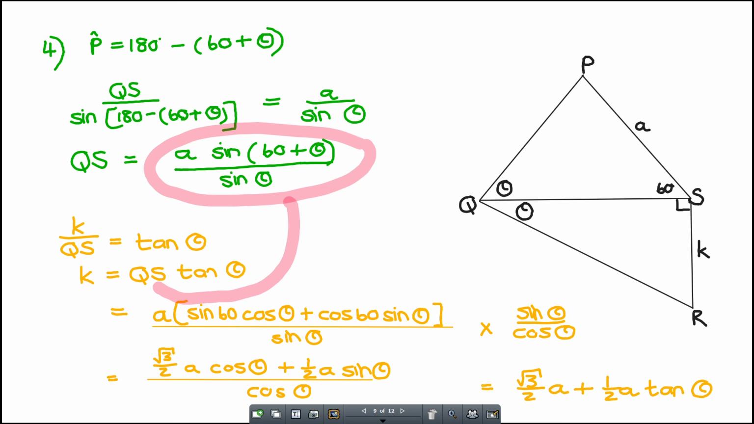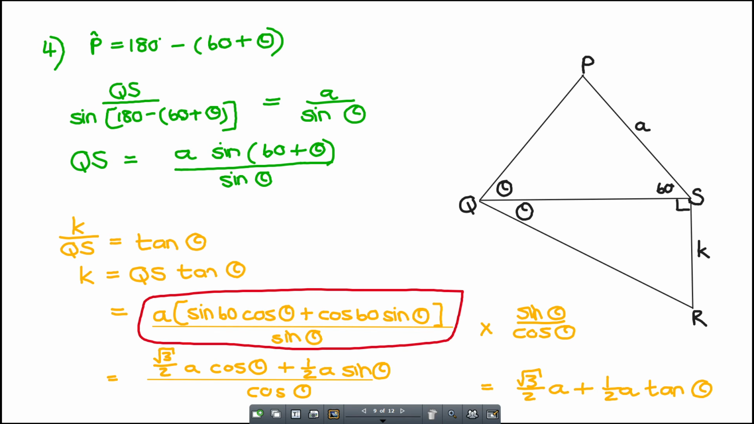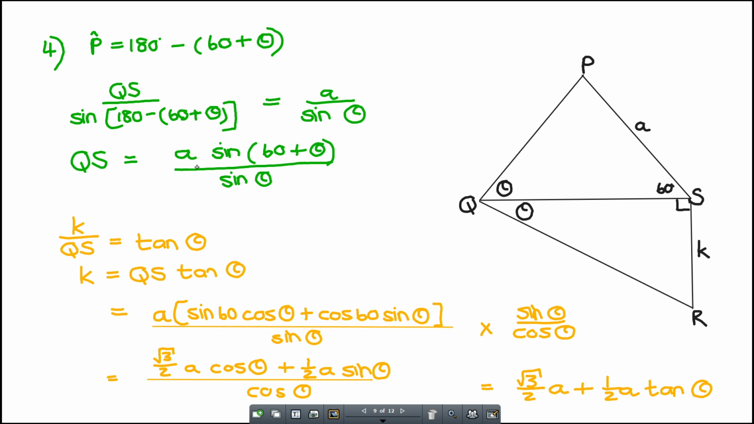You guys good? Good. I made this one a bit easy, or to me it felt easier. So look carefully. This whole thing is QS, and there's my tan theta. Okay, so let's look at QS again: A times sine of (60 plus theta). Now that's sine of (60 plus theta). I wrote it out the long method.